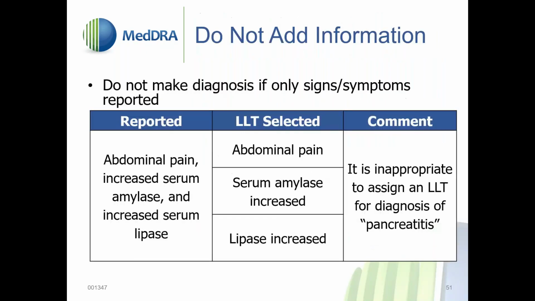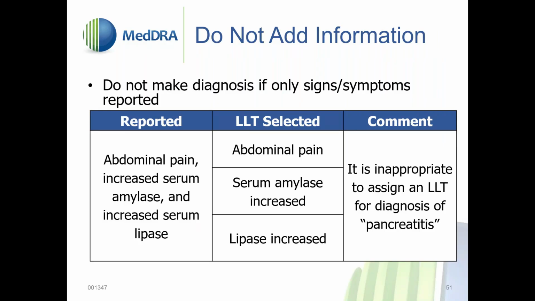As mentioned in the previous slide, we should cover as much of the medically relevant information of the reported verbatim as possible. And we saw that in the example describing a facial abscess. But on the other hand, we should not add any information. In this example, abdominal pain, increased serum amylase, and increased serum lipase, no diagnosis, pancreatitis, should be made out of these signs and symptoms. In other words, as coders, we should code as reported without adding or omitting medically relevant information.